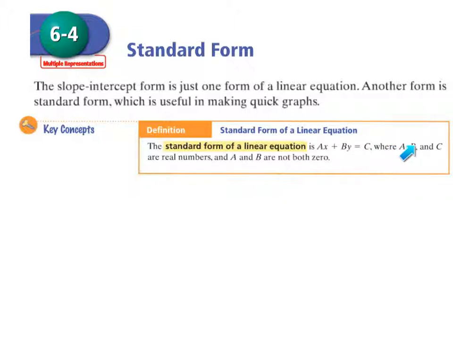A, b are the coefficients of x and y. C is a constant. Now, a, b, and c are all real numbers. A and b cannot be both 0. If they were both 0, you'd have something like 4 equals 7. So a and b can't both be 0. One of them could be 0, but not both.